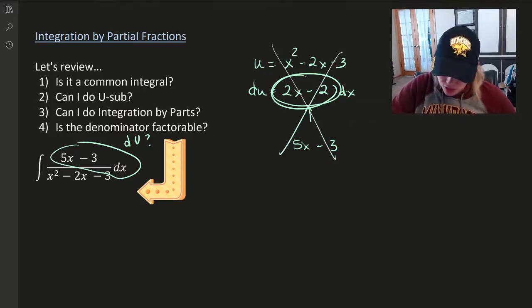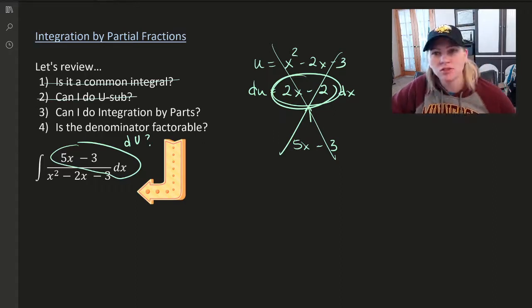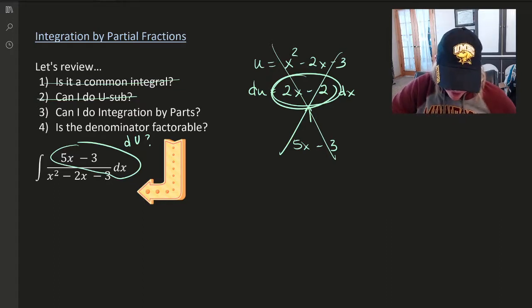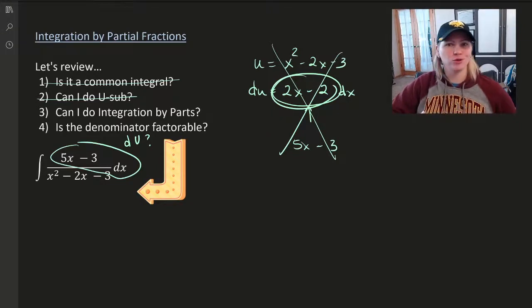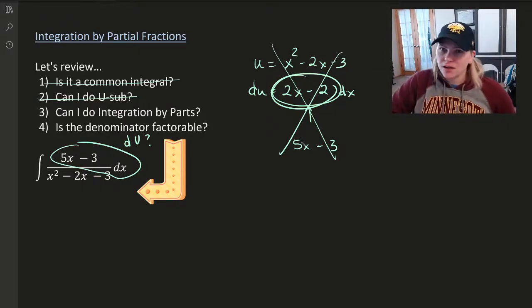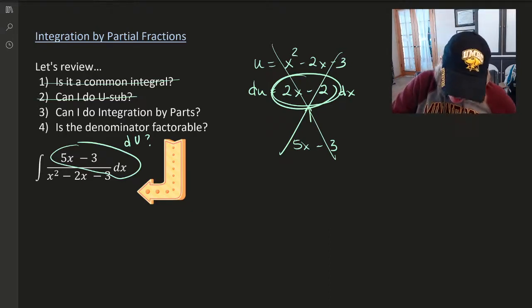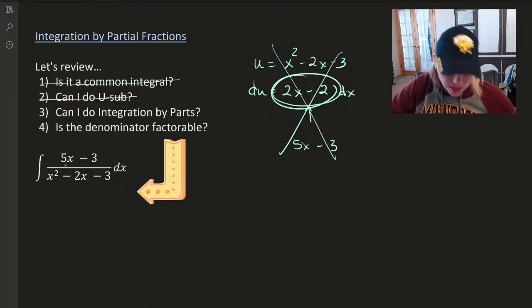Here, I know u sub won't work. So I know it's not a common integral. I know I can't do u sub. Integration by parts, I don't know that that's an option here, because we would have 5x minus 3 times 1 over x squared minus 2x minus 3. And as I think about what would happen with du and u and dv and v, I don't want to go there. So the next thing I'm going to try is: is the denominator factorable? I'm going to see if I can factor the denominator, then I can do a partial fraction decomposition.